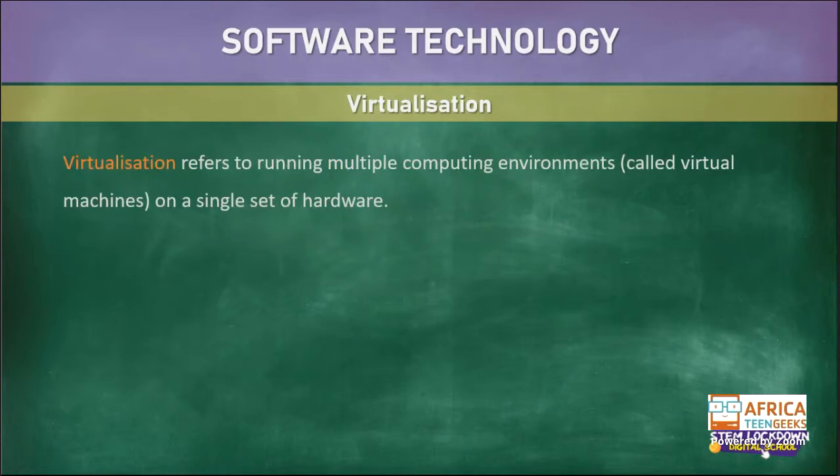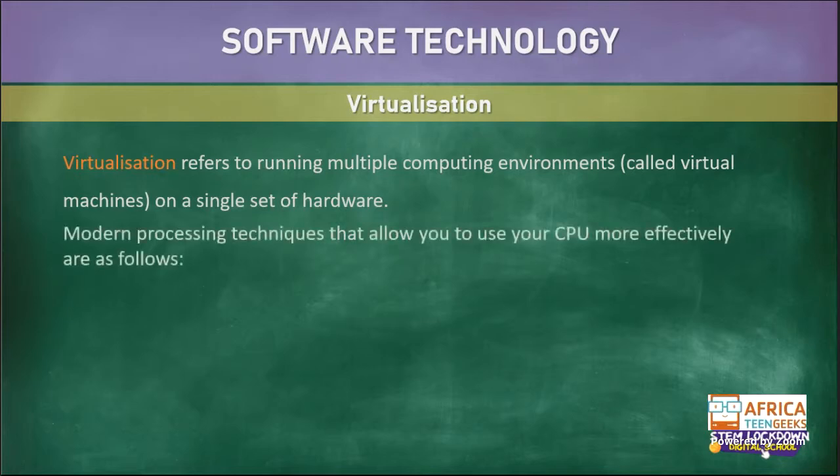The last part is virtualization, and this refers to running multiple computing environments called virtual machines on a single set of hardware. A virtual machine is not a physical machine. It's a computing device that can offer all the processing techniques that allow you to use your CPU more effectively.